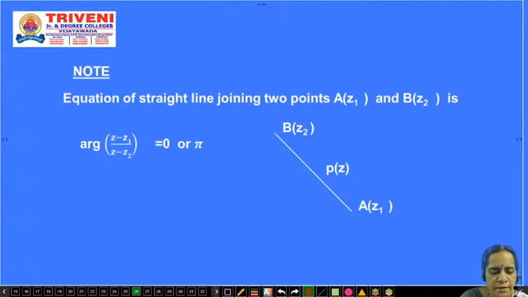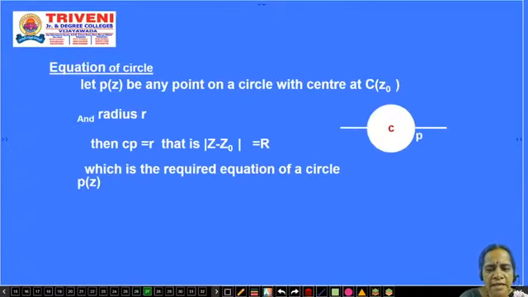Okay, and then next one is the equation of a circle. P of z is any point on a circle with center C of z naught and radius R. Then what is the distance CP here? CP is equal to the radius, that is the distance between C z naught and P z. Z is equal to x comma y, z naught is equal to x naught comma y naught. Then the distance between z naught and z is R, which is the required equation of the circle of P of z.